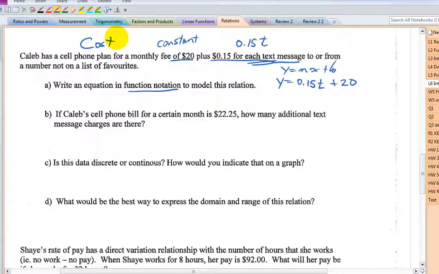You see? Good. C equals 0.15t plus 20. There we go. Is that right? Or am I forgetting something?